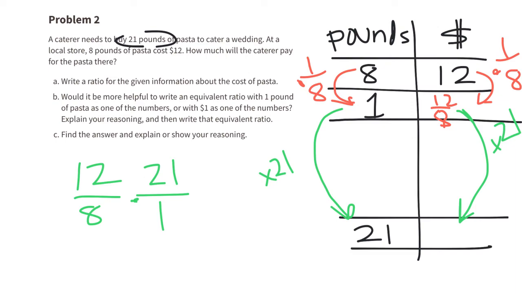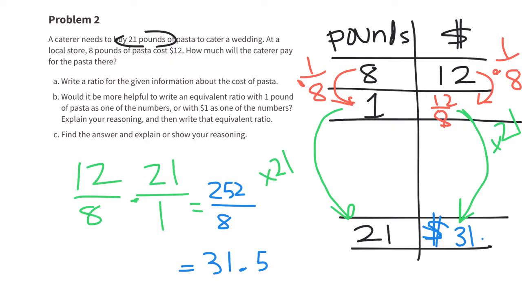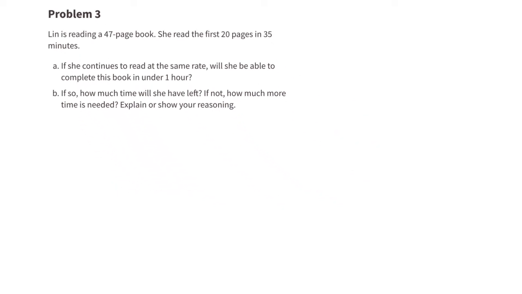So we're going to multiply 12 times 21, and 12 times 21 gives us 252, and 8 times 1 is 8, and then we use division. 252 divided by that 8 gives us 31.5. So we know our amount is going to be $31.50. Nice.